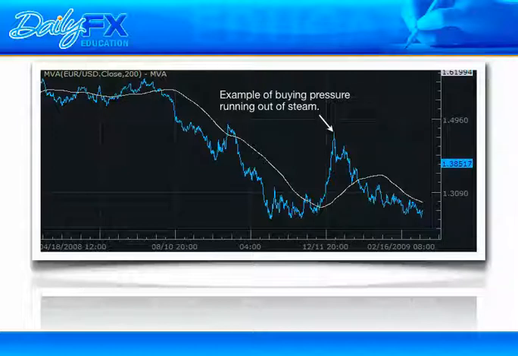Alternatively, if selling pressure has run out of steam, we can expect prices to rise sometime in the near future. Awareness of this situation can help us better time a good buying opportunity. RSI can thus be used to help locate these situations, helping traders locate better entry and exit prices. Let's talk about how to use the RSI indicator in your trading.